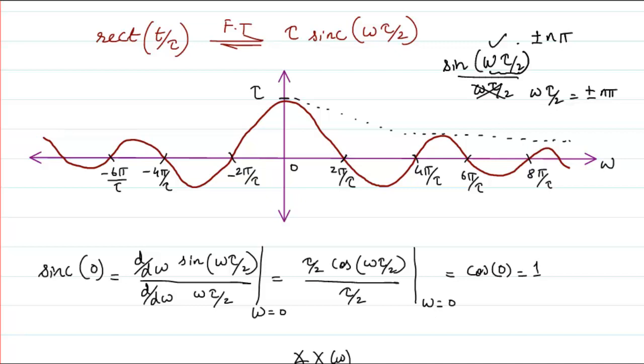So how did we get that? From this you can get omega equal to plus minus n pi into 2, so 2n pi divided by tau. Now if you keep on putting the value of n equal to 1 onwards, we get 2 pi by tau, then 4 pi by tau, 6 pi by tau, and similarly in the negative axis.